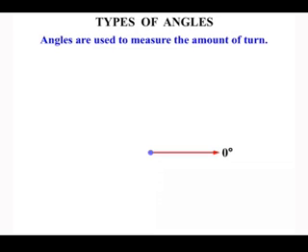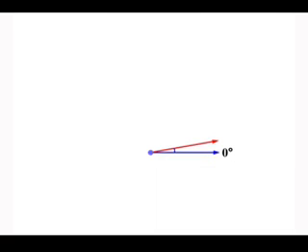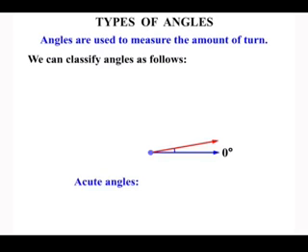At the moment, there is no turn. We say it's 0 degrees. We classify angles as follows. If we start turning that red arm, we have created an angle, and that angle is an acute angle. Acute angles fall between 0 and 90 degrees.